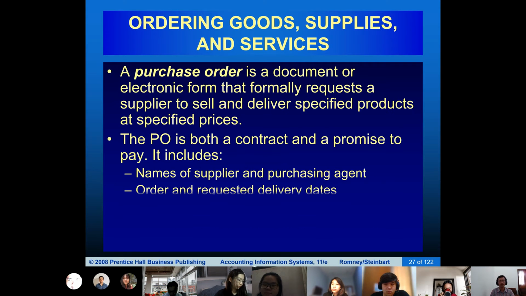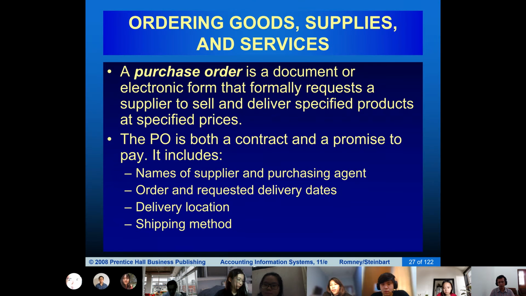So how does the process of purchasing start? The buyer or the purchasing agent will fill in a purchase order. This is the same document as a sales order, but seen from the buyer's perspective. A sales order is a document seen by the seller. So what's in the purchase order? It includes the name of the supplier and purchasing agent, so who buys and who's the seller. Order and requested delivery dates.